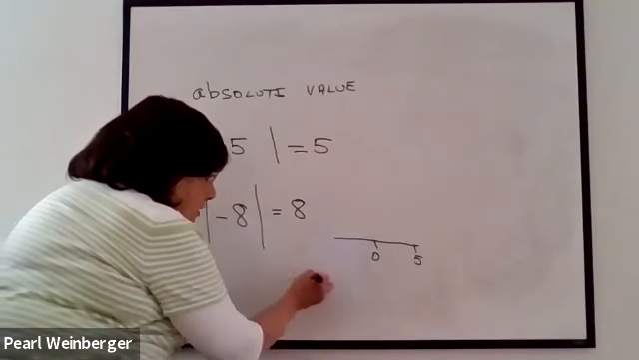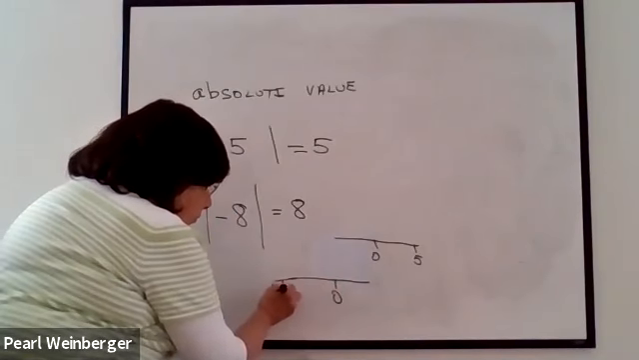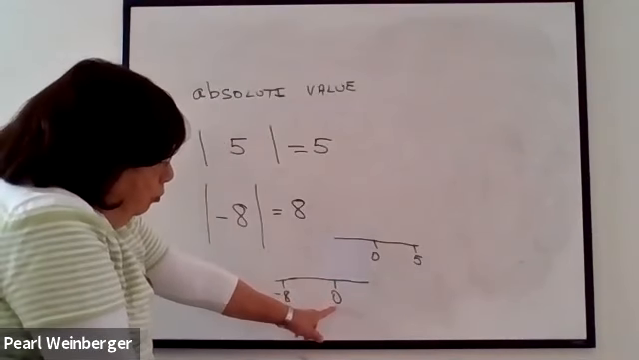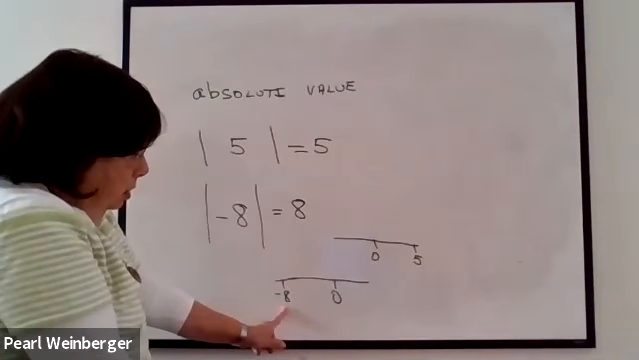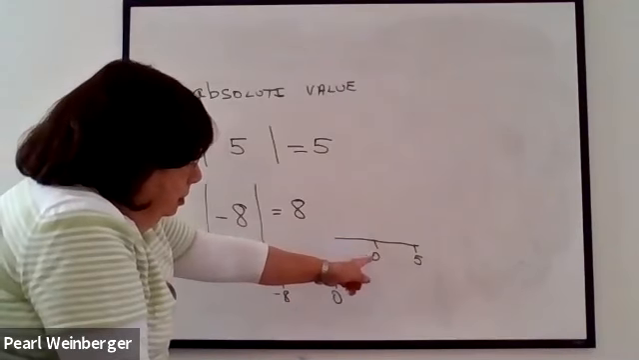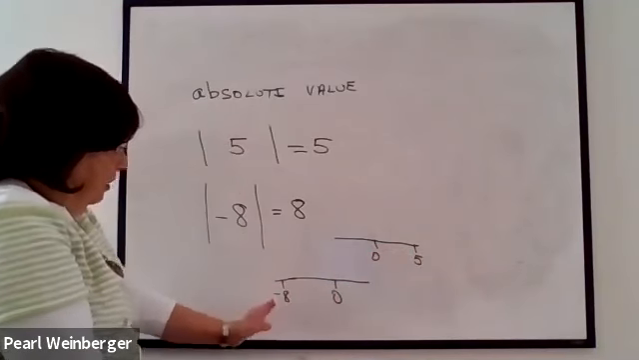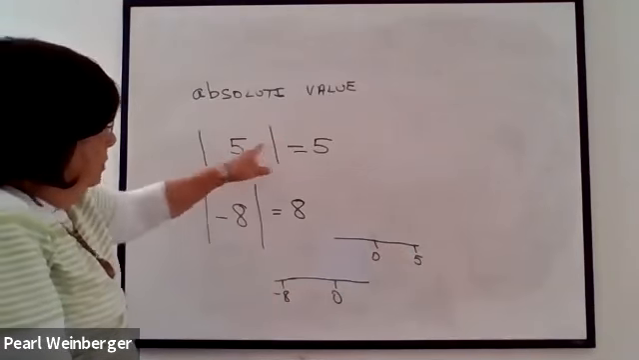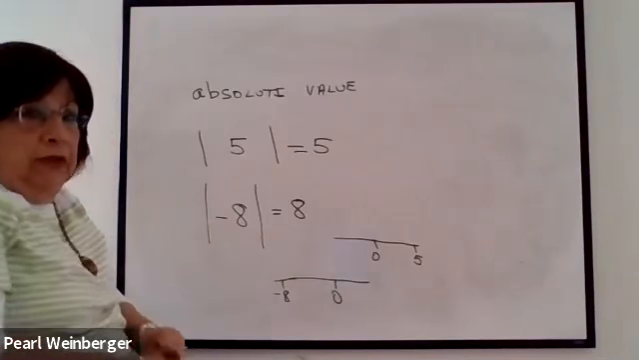What if you're at the -8? See, here's your -8. How many steps does it take to go from the origin to -8? Well, it takes 8 steps. In this case, to get to the 5, you have to go to the right. Here, to get to the -8, you have to go to the left. But how far do you have to go? For this one, you only have to go 5 steps. For this one, you have to go 8 steps.